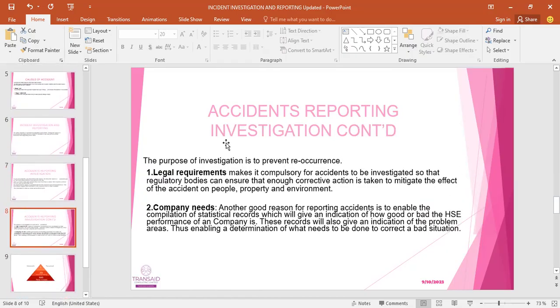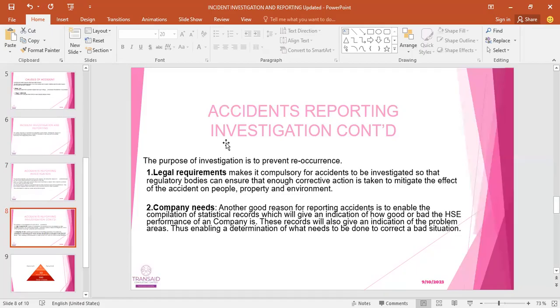Why do we conduct investigation, continued? We have established that it is to prevent reoccurrence. It is also a legal requirement. Some acts, some safety legislations make it compulsory for accidents to be investigated so that regulatory bodies can ensure that enough corrective action is taken to mitigate the effect of the accident on people, property, and environment.